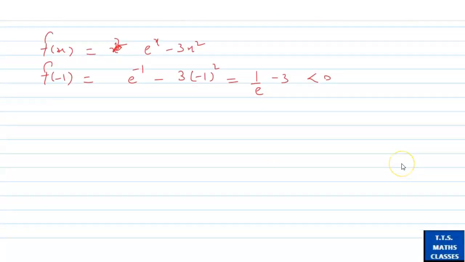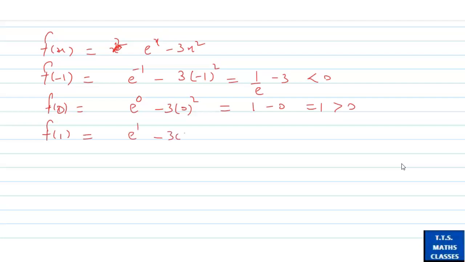Now when we put x equal to 0, the function will be e raised to power 0 minus 3 times 0 to the whole square. Means e raised to power 0 is 1, and the other term is 0, so 1 is greater than 0. Okay, when we put x equal to 1, it means e raised to power 1 minus 3(1)^2. So e raised to power 1 is 2.718 something, minus 3, so definitely the answer is negative, so the value is less than 0.